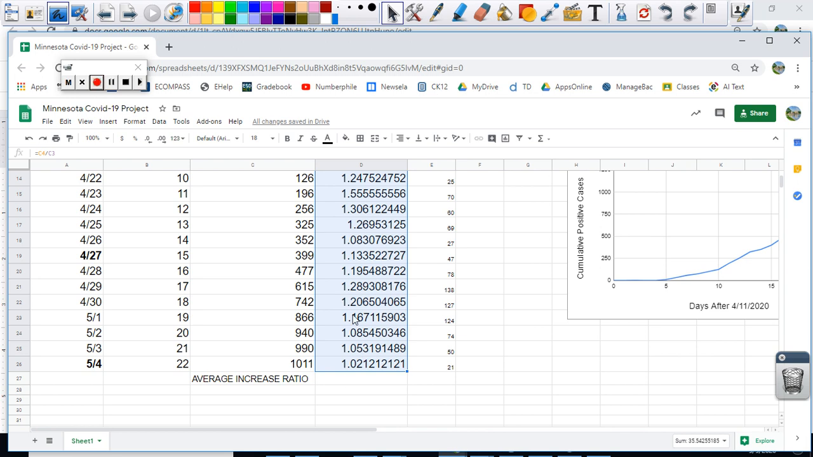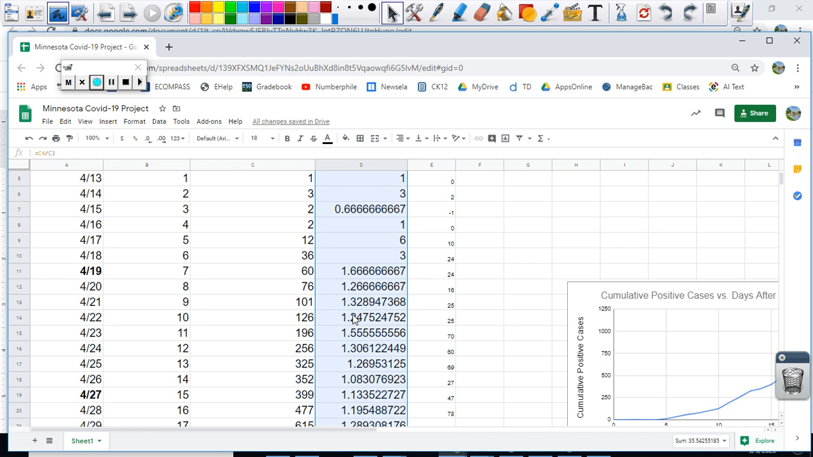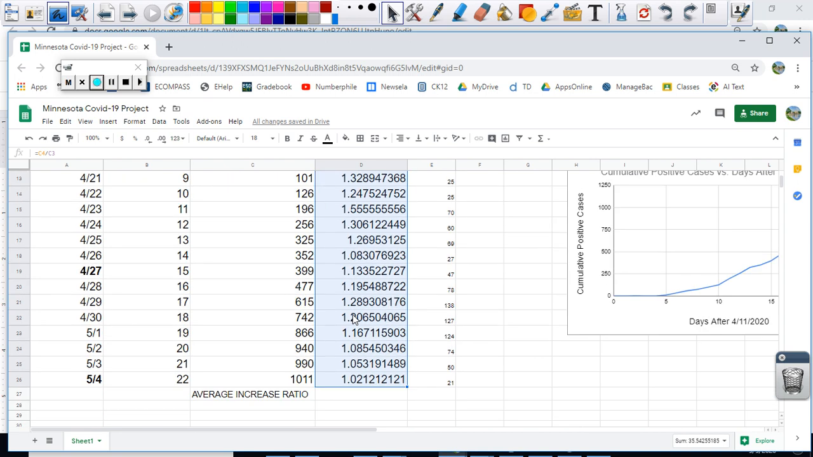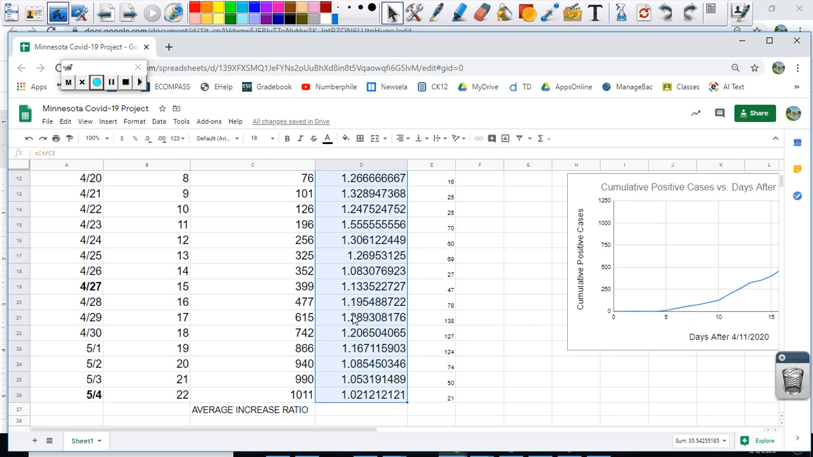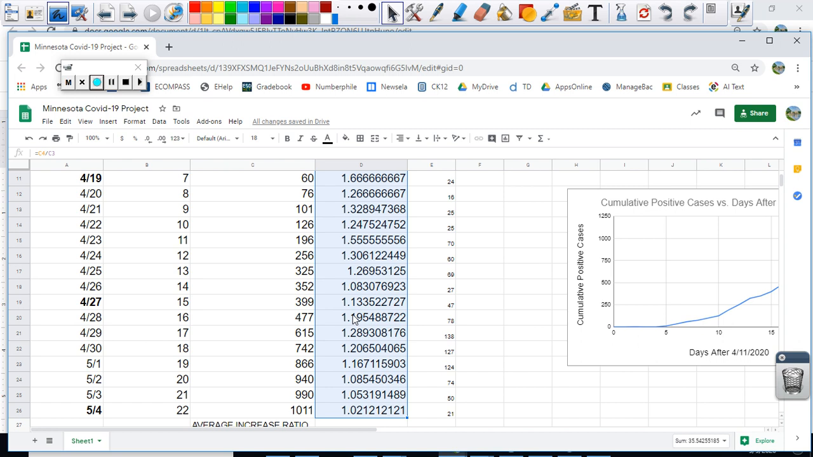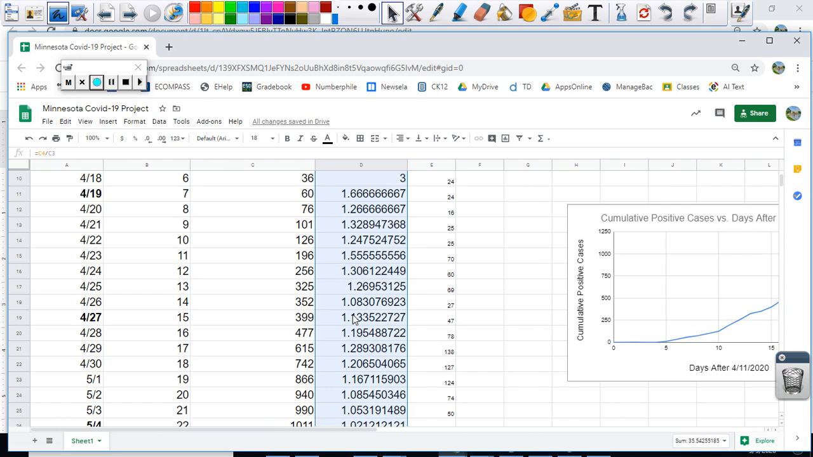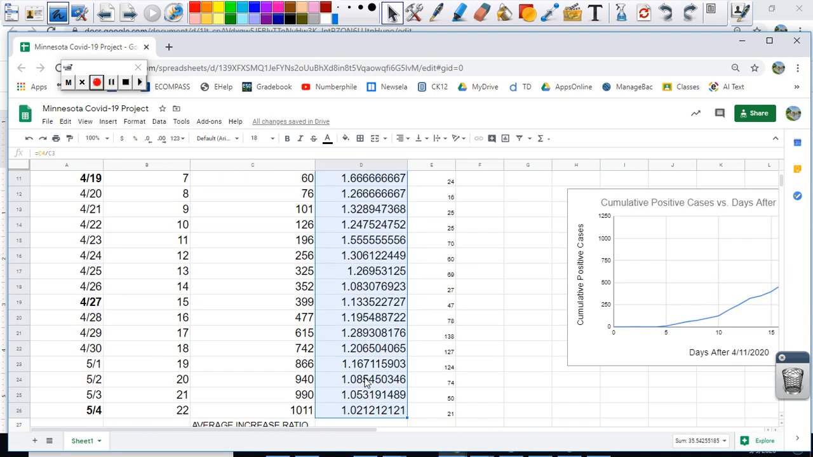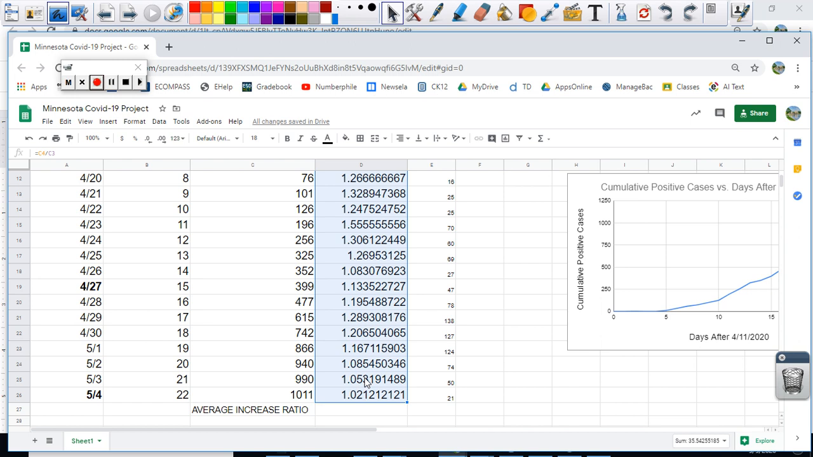So 36 divided by 12 is 3, but then we get into some crazy decimals. Now, while we have that highlighted, notice that from here all the way down to the 22nd, we have 21 pieces of data to find the average of. So let's look at that data. Actually, it would be 22 pieces of data, because the 0 day would really be the 23rd. But so we have 22 pieces of data that we're going to average. But I didn't even need to know that, because Google Sheets is going to do the work.